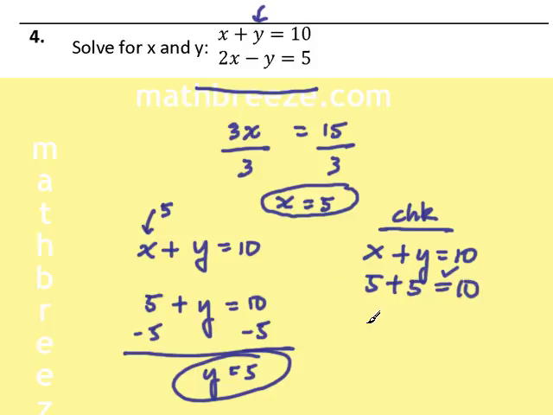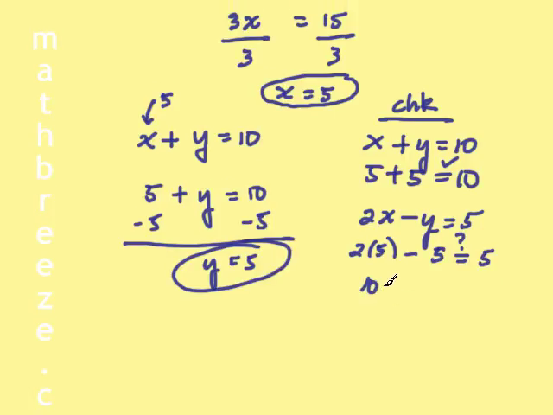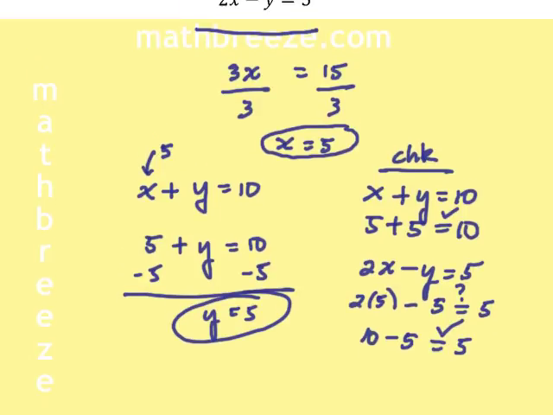Now the next one, 2x minus y equal 5, so we're substituting 5 for x and 5 for y. We want to see, is that true? So we have 10 minus 5 equal to 5. Well, that's true. So that's our check. Okay, so this is our solution, x equal 5 and y equal 5.